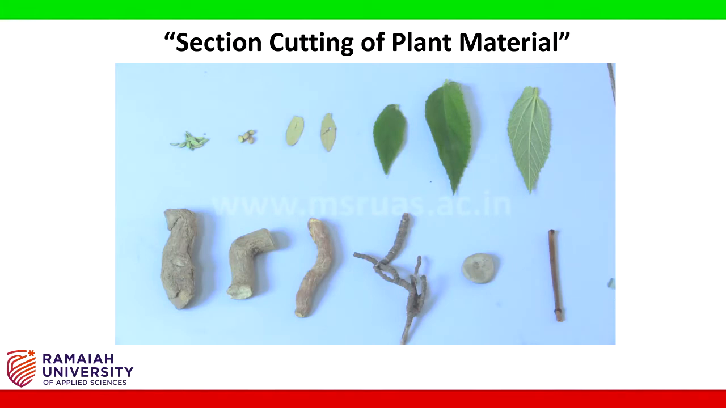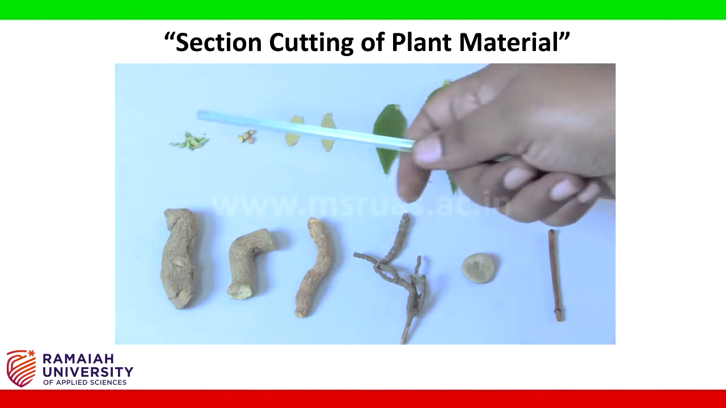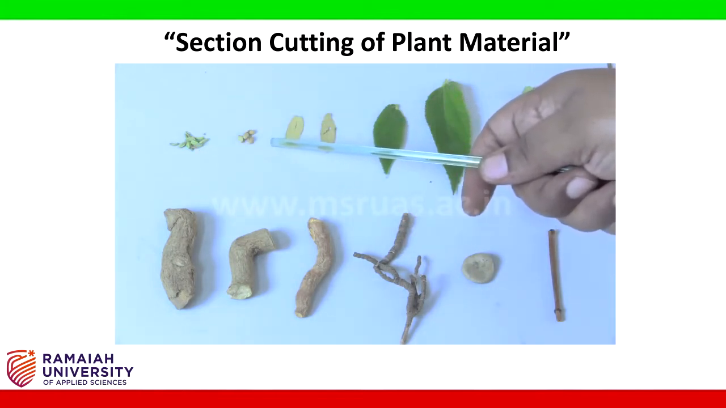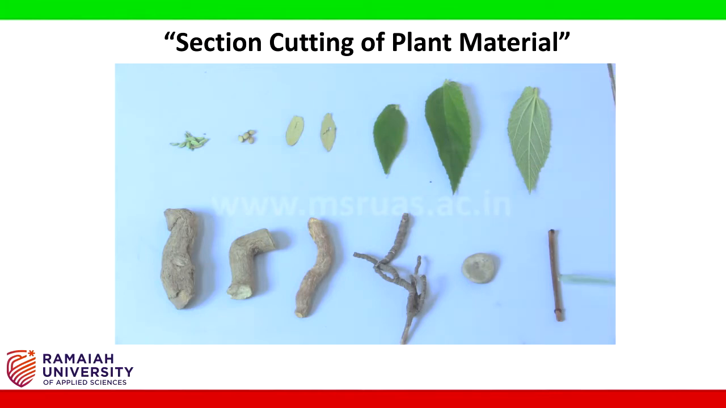The first step in this experiment is preparation of sample for sectioning. If the selected plant material is hard and dried, like roots, seed, stem and fruits, we have to boil the material in sufficient quantity of water so that it becomes softened and it is ready for sectioning.